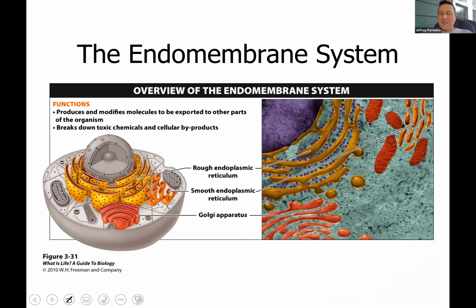All right, so let's look at some other things. The ER, not the emergency room. This is the endoplasmic reticulum. If you look in a cell, you have a whole bunch of membrane areas that are going to be very important.